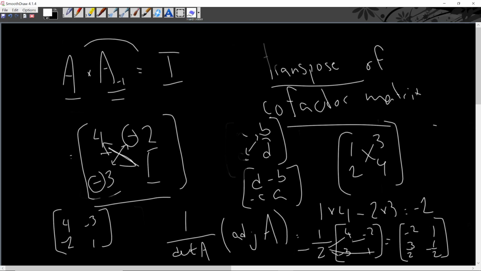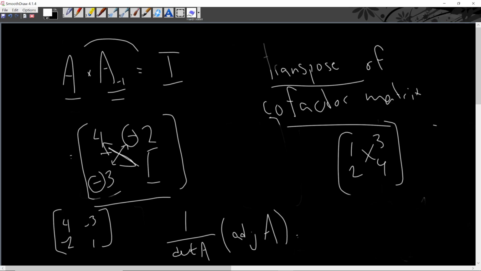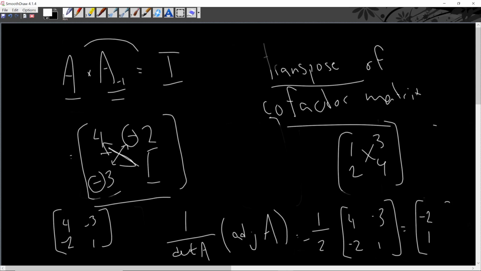And from here, now we get the actual correct multiplication. I'm sorry about that. 1 times 4 minus 3 times 2 is still negative 2, so we have 1 half, negative 1 half, and then times the 4, negative 2, negative 3, and then 1. Yeah, this should be correct. We have negative 2, top left, positive 1, 3 halves, and then negative 1 half. Excuse me.